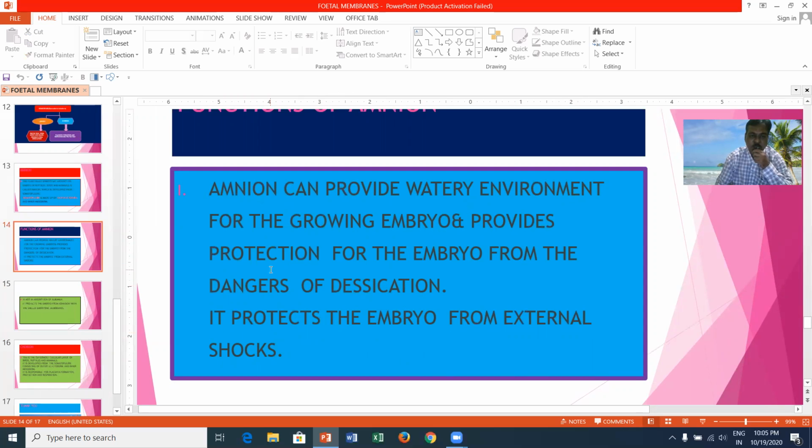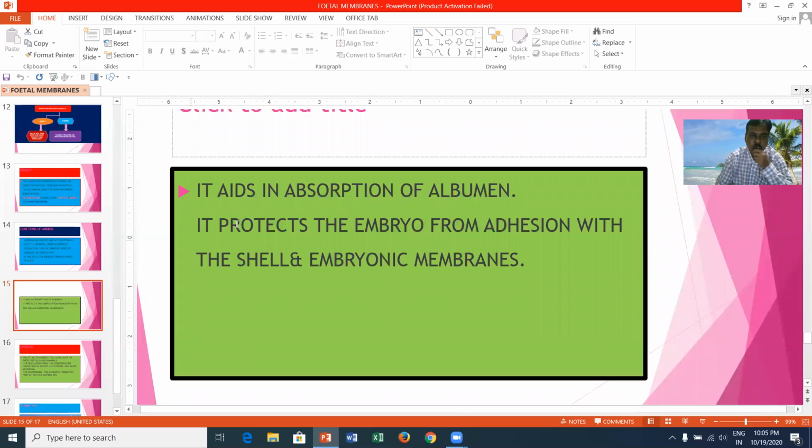It acts as an artificial swimming pool for the growing baby. It aids in absorption of albumin. It protects the embryo from adhesion with the cells and other embryonic membranes.